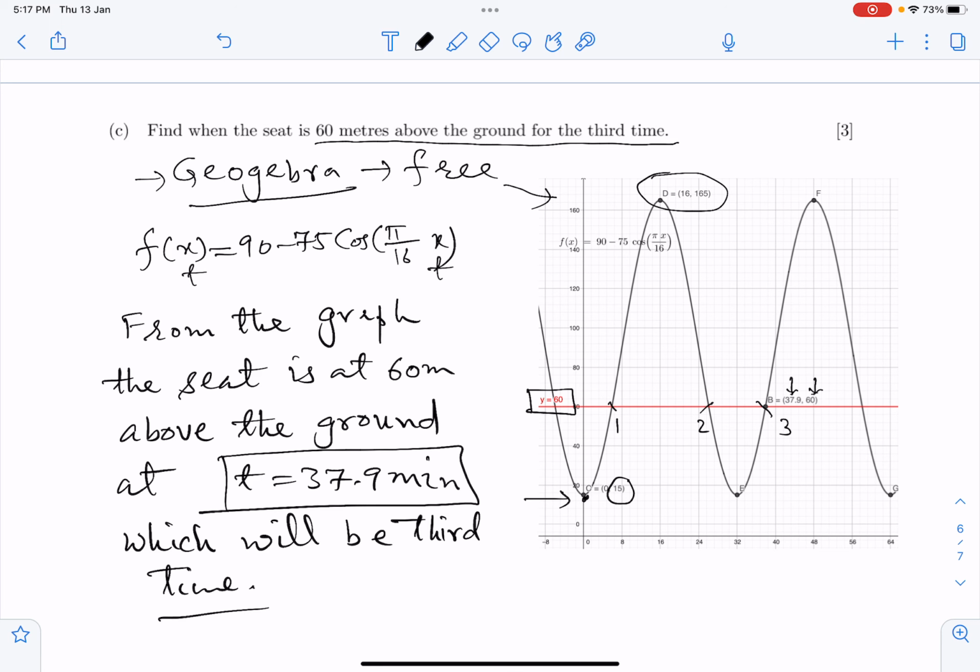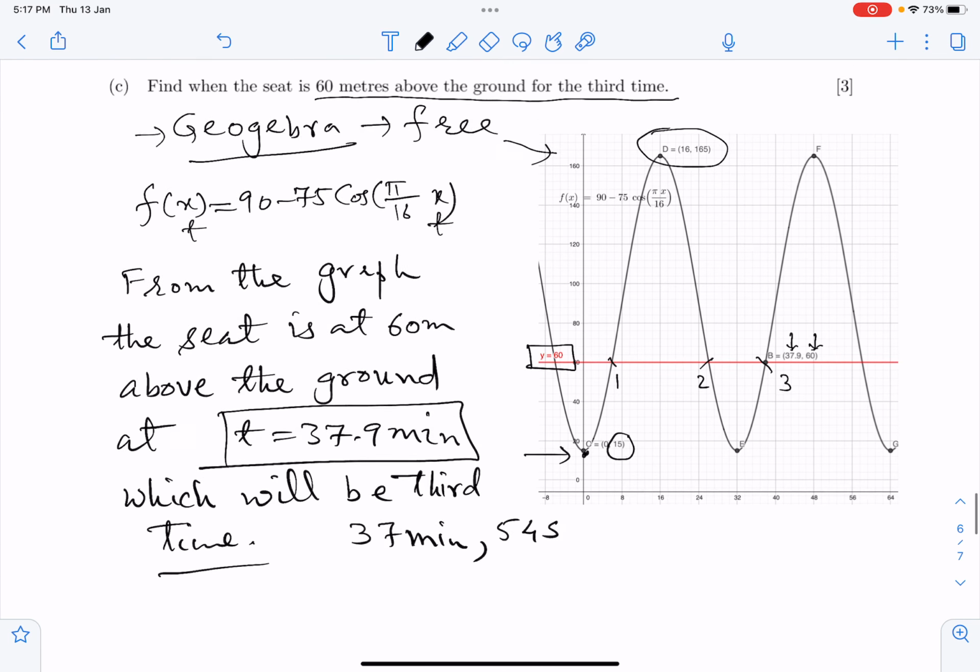Okay. So this 37.9 minutes you can again convert into minutes and seconds if it is required. Otherwise you can write it to three significant figures. To convert it to seconds, 0.9 should be multiplied by 60, and it will be 37 minutes and 0.9 multiplied by 60, let me find it out, so 54 seconds. Okay, if you want the exact value, 37 minutes 54 seconds.